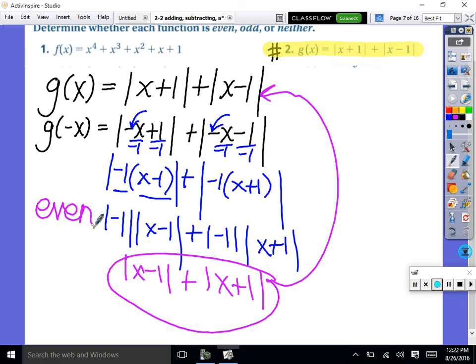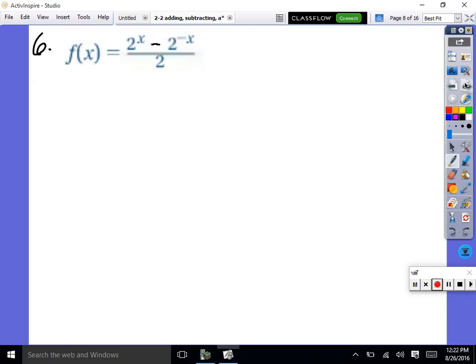Okay. So if these would have both been negative, then we would have had negative f of x, and that would have been odd. Okay. Do you want me to do number 6 with you, or do you want to do it yourself? Do it with you. All right, so we're going to test algebraically if it's even, odd, or neither.